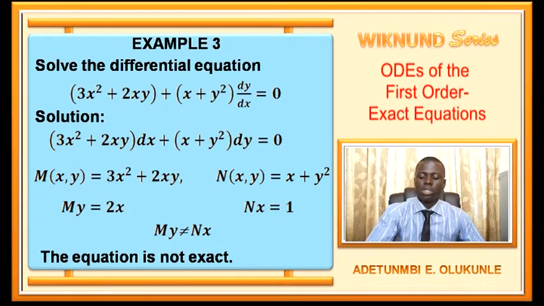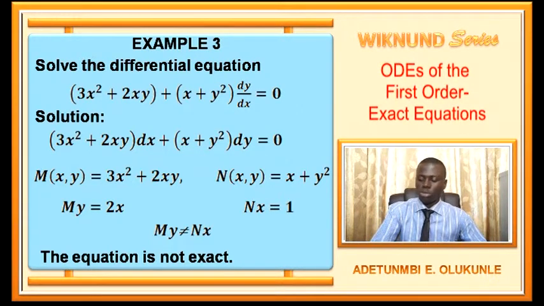So differentiating M with respect to y gives us 2x. Differentiating N with respect to x gives us 1. So M_y is not equal to N_x, so the equation is not exact. So how do we solve this? The only way we can solve this is if we have what we call the integrating factor. We'll look at that in the next tutorial.